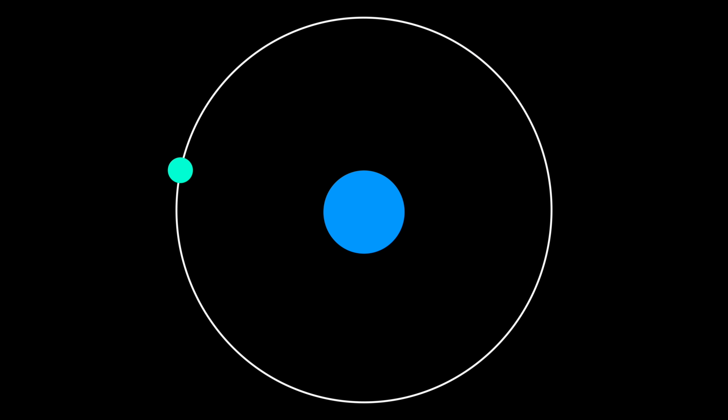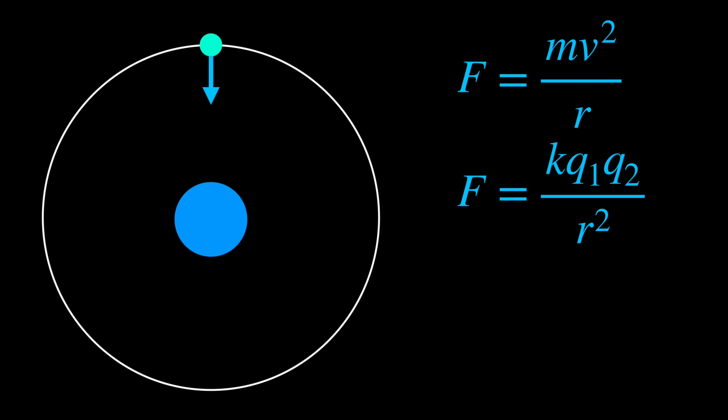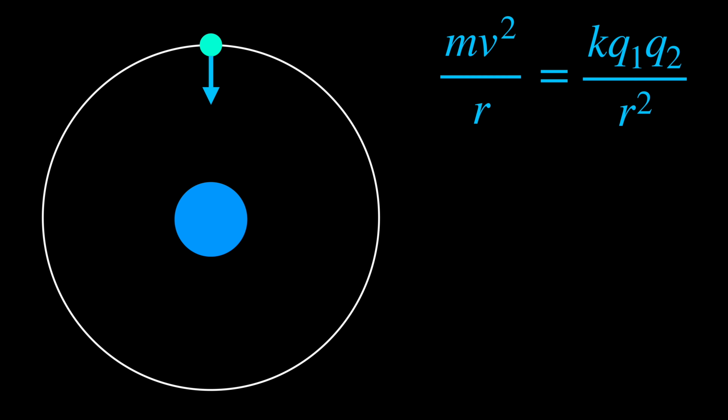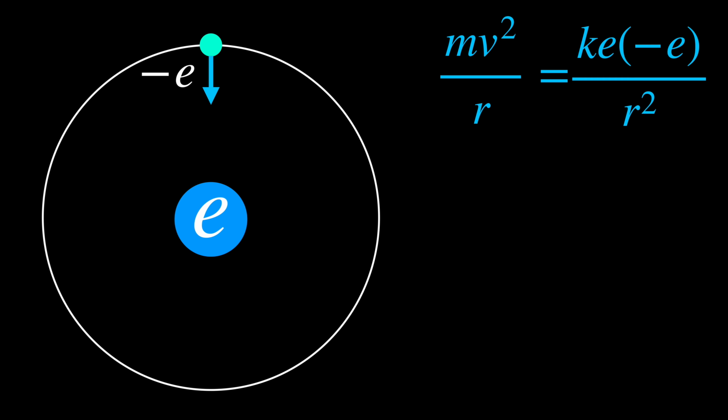That means there must be a centripetal force acting on the electron, and of course we know that the centripetal force is coming from the electrical force given by Coulomb's law. So we can just equate those. We can even plug in the values for the charges, since one is a positive elementary charge and the other is a negative elementary charge. We can also go ahead and cancel some r's on both sides.